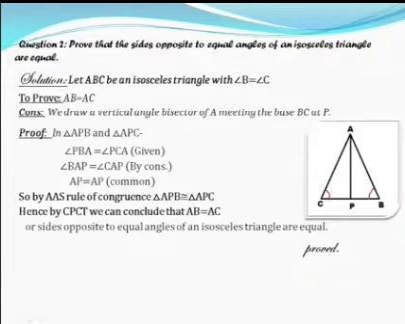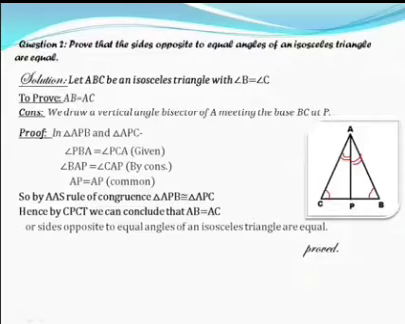The construction is that we need to draw the angle bisector of the vertical angle which meets the base of the triangle at a certain point. I have drawn AP as the bisector of the vertical angle A which meets the base BC at a point P. This implies that angle CAP would be equal to angle BAP. Now, we need to prove that the sides opposite to equal angles, that is, the sides opposite to angle B and angle C, meaning AB and AC, are also equal.